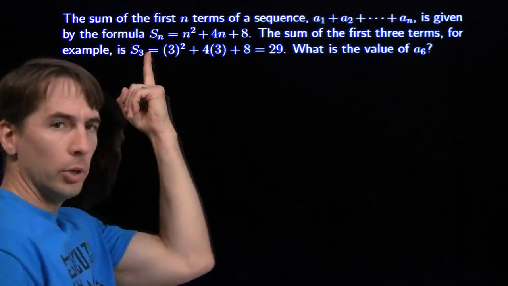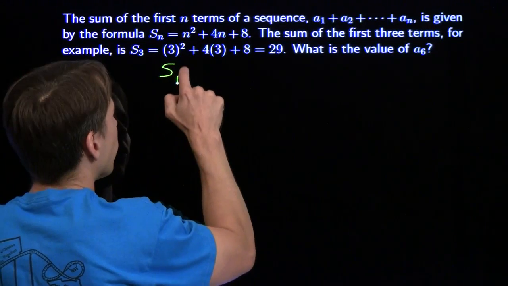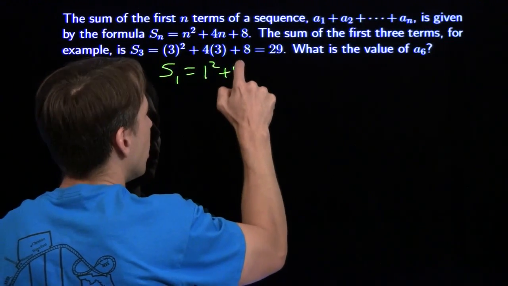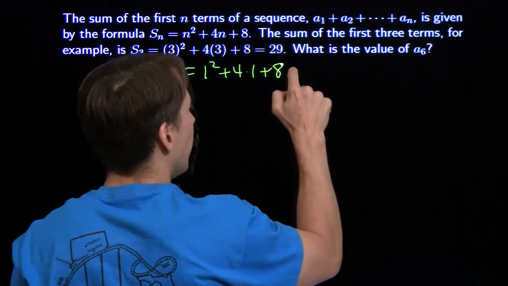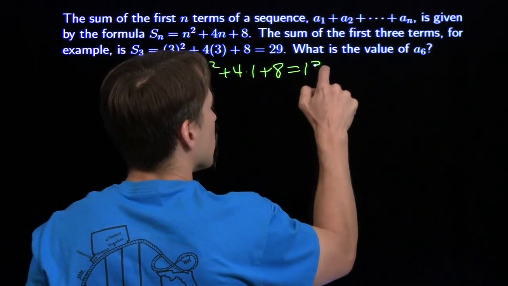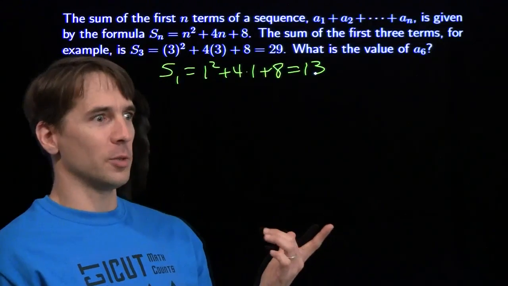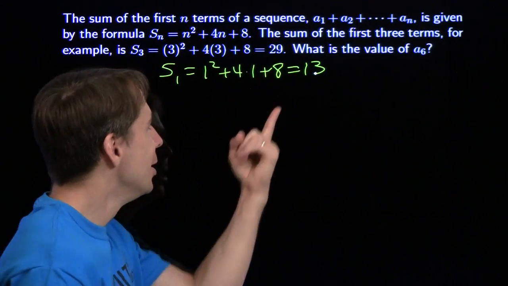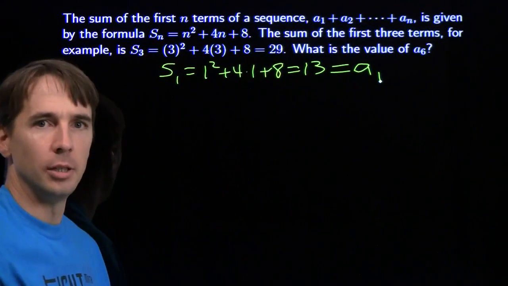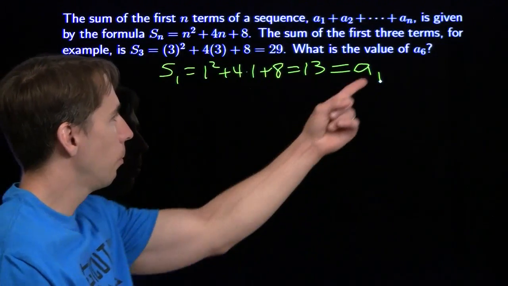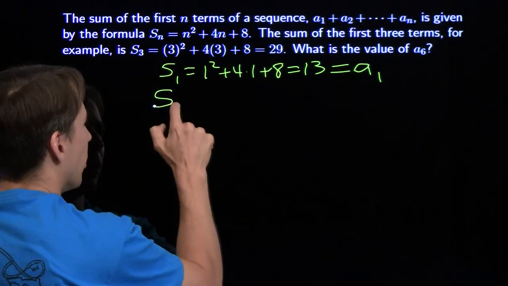An easy number to put in is 1. I'm going to put in 1 for n, and we're going to get S1 equals 1 squared plus 4 times 1 plus 8. So 1 plus 4 is 5, plus 8 is 13. So the sum of the first 1 terms is 13. Sum of the first 1 terms, that's just the first term. So now we know that the first term is 13. Oh, we want the sixth term. Well, at least we found the first term. We'll keep playing around. I still don't see it.